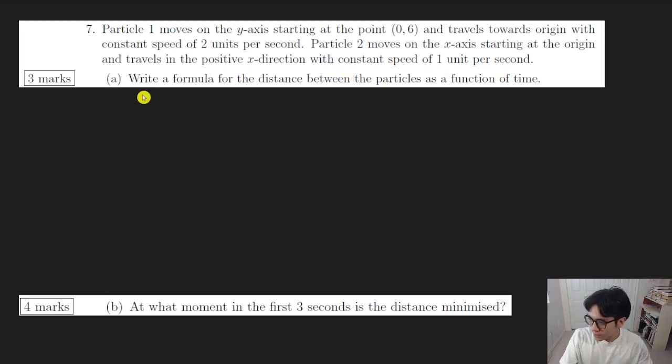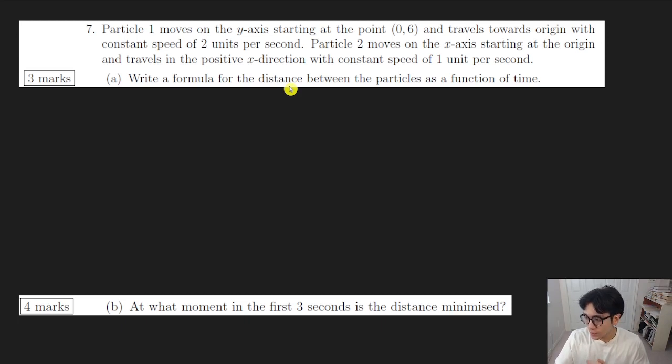The first part says to write a formula for the distance between these particles as a function of time. And then next we're going to figure out at what moment in the first 3 seconds the distance is minimized. So first thing you should notice as a whole is that this is an optimization problem. We're trying to eventually minimize the distance between these two particles. And part A is kind of the setup because it will give us the formula for the distance. It'll give us the function that we are actually trying to minimize.